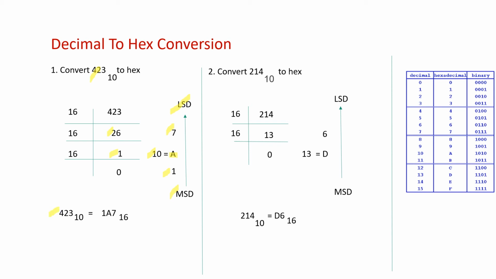And we will take another example. Convert the decimal number 214 to hexadecimal. We divide this again by 16. Quotient is 13, remainder is 6. 13 is not divisible by 16, so the quotient is 0 and the remainder is 13, and the equivalent hexadecimal value for 13 is D. We again note the digits from the bottom to the top, which is MSD to LSD, and so 214 base 10, the decimal number, is the same as D6, which is the hexadecimal for 214.